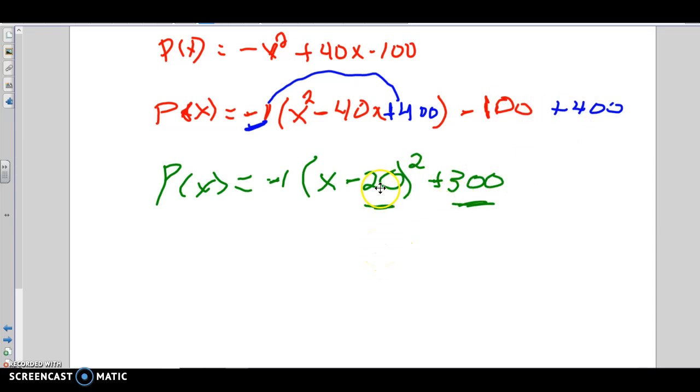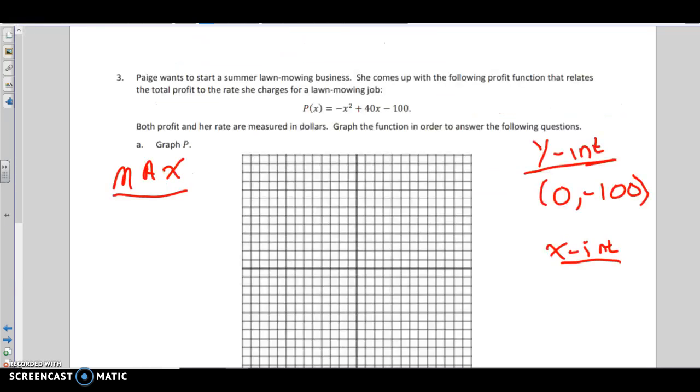I can look right at it and see that 300, which you did awesome on with the homework, is the vertex. So I can go back and plug in my maximum now at (20, 300).